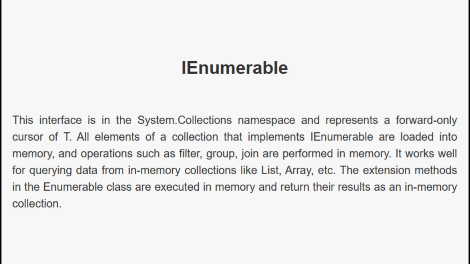IEnumerable allows you to iterate through a collection of items in a forward-only manner, so you can use a foreach loop or manually use the enumerator's MoveNext method to proceed through the collection. But there isn't a built-in way to move backwards through the collection or to jump to a specific item by index. Let's take a look at a basic example of how to use IEnumerable.